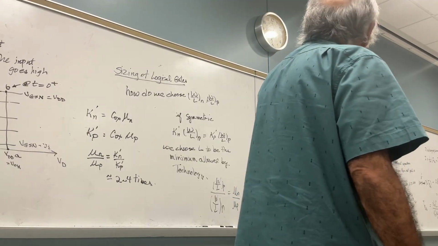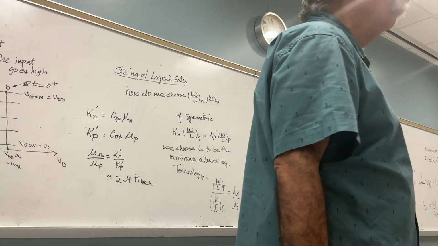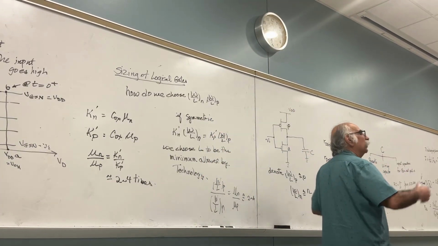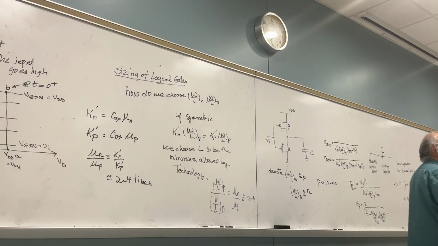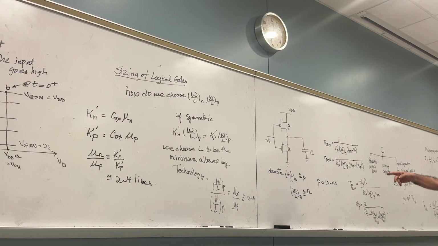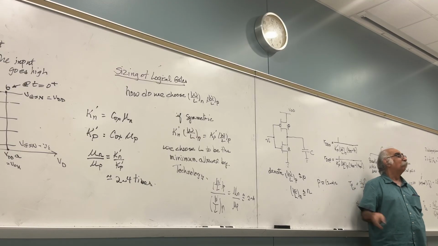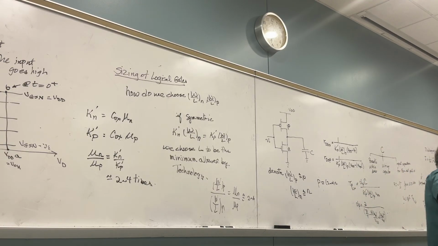By the way, if I make N equal to P, what am I minimizing? N is not equal to P; P is roughly 2 to 4 times N. But if I make P equal to N, I'm minimizing the area. Why? Because the area is W times L.